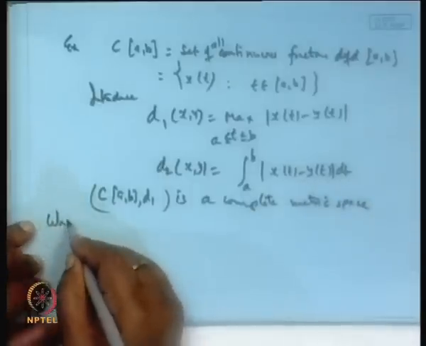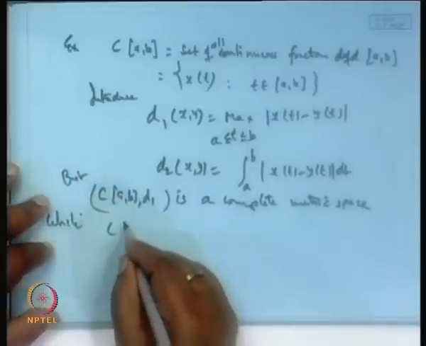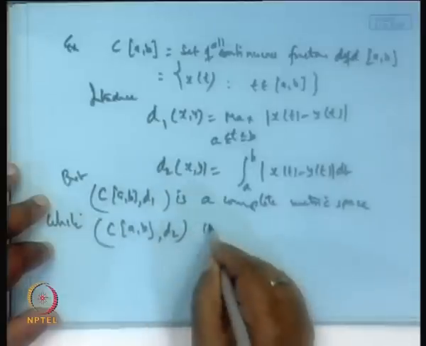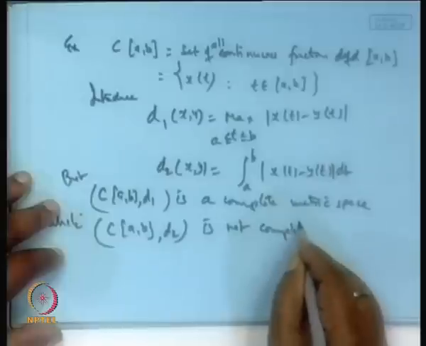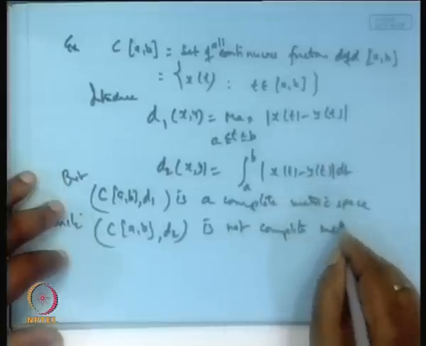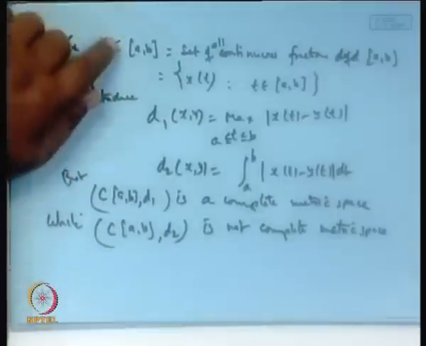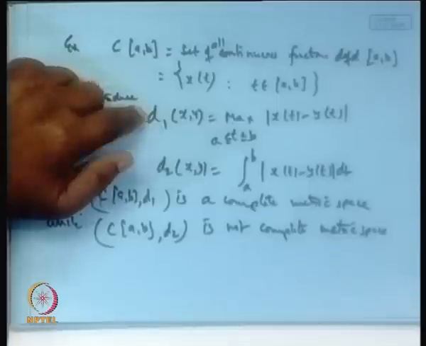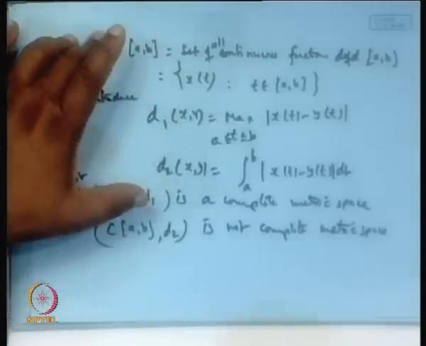while C[a,b] under the metric D2 is not a complete metric space. Class, I am not changing the class, I am just changing the metric. With one metric it forms a complete metric space, while with the other metric it forms an incomplete metric space.